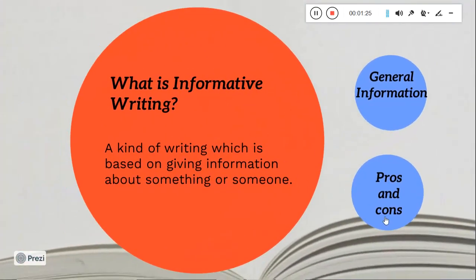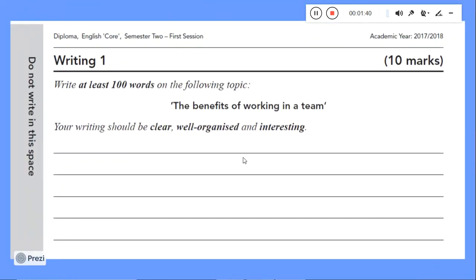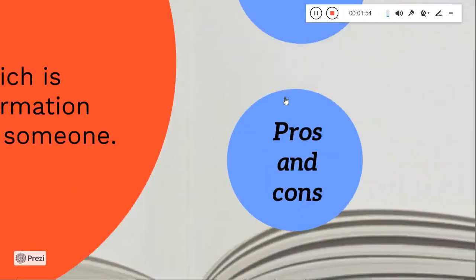The second type of this question is pros and cons. In Arabic, مميزات وعيوب. In this kind of question, you are asked to give pros or cons, or even both of them, about a particular topic. So here we have an exam question like: Write at least 100 words on the following topic: The benefits of working in a team. Your writing should be clear, well organized, and interesting.